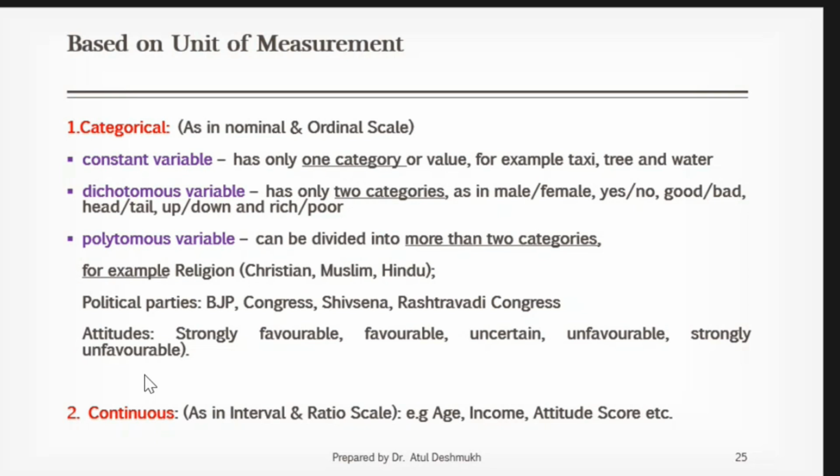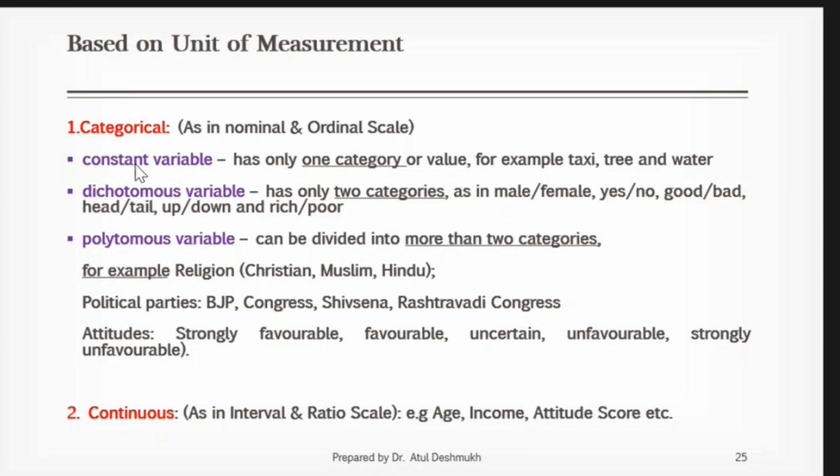So age you can express as continuous. Age is continuously increasing by minute, by second, by week, by day, by month, by year, right? Attitude score, when you have some type of attitude, maybe of using a mask, using sanitizer, or maintaining social distancing, you are measuring somebody's attitude, positive or negative. Whenever you have such kinds of scales, you call it continuous. Continuous means you can measure in terms of fractions. That is a continuous variable.